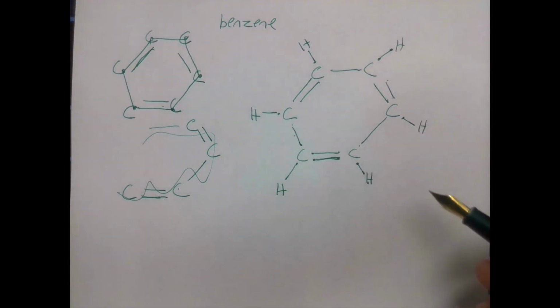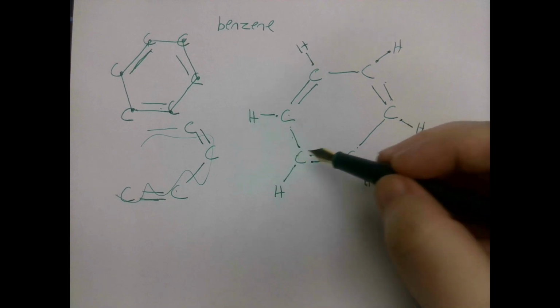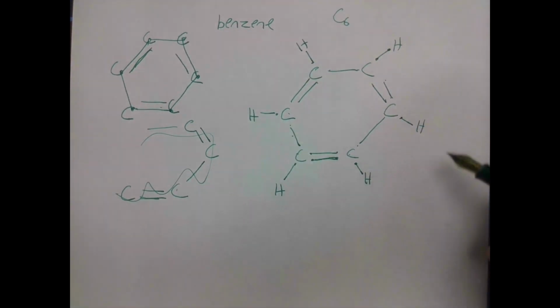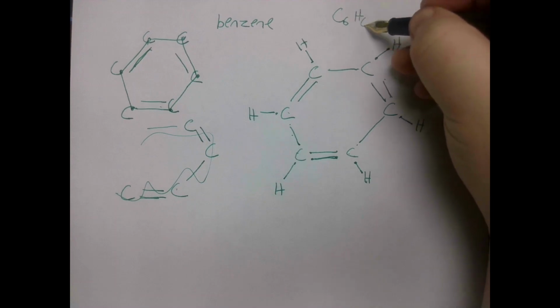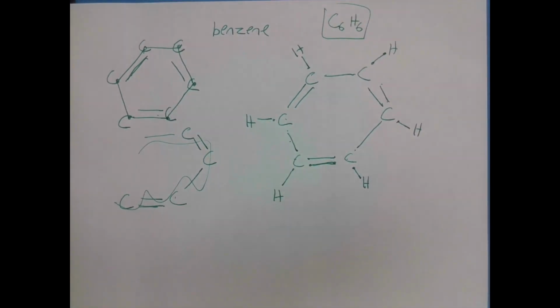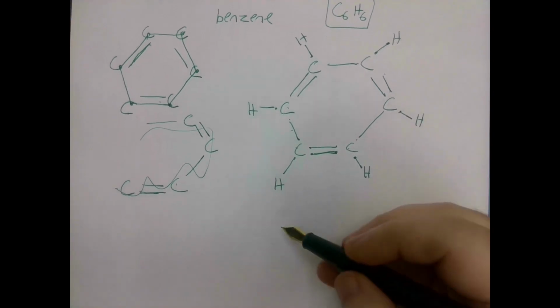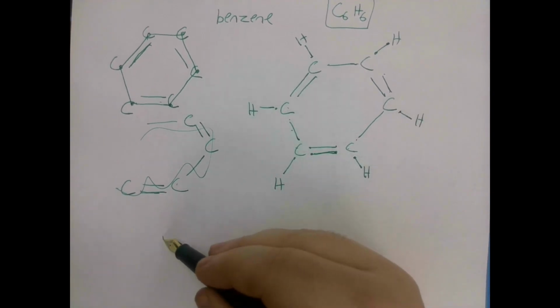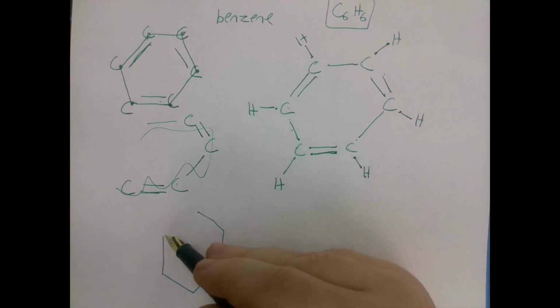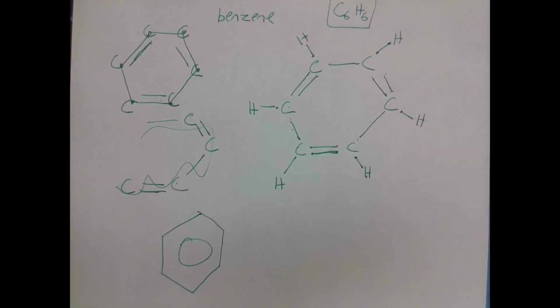So this is the structure for benzene. We have 1, 2, 3, 4, 5, 6, and each carbon has hydrogen. So this is the chemical formula for benzene. You'll often see benzene written like this. What do you think the circle represents?